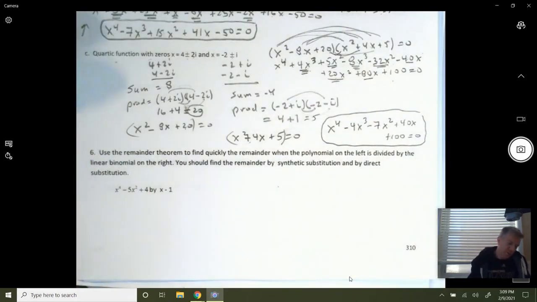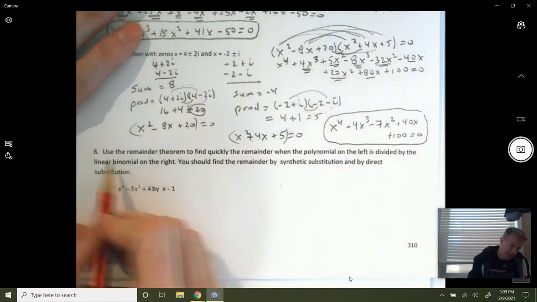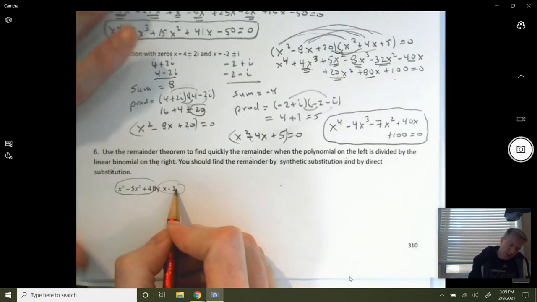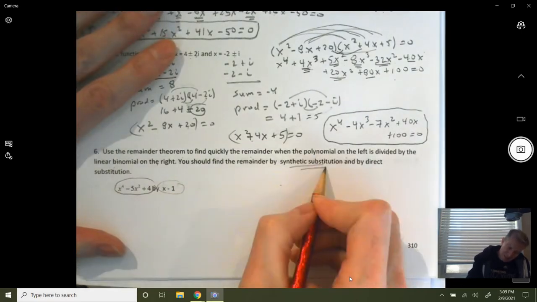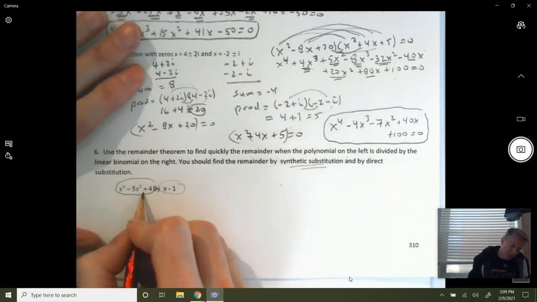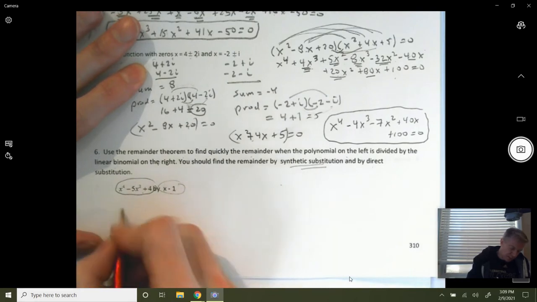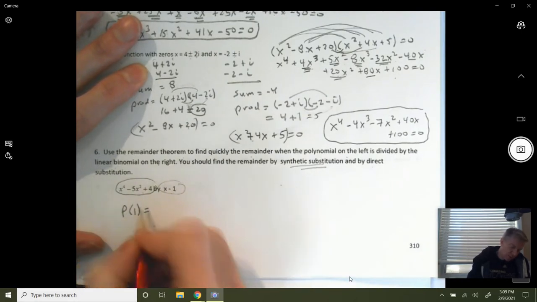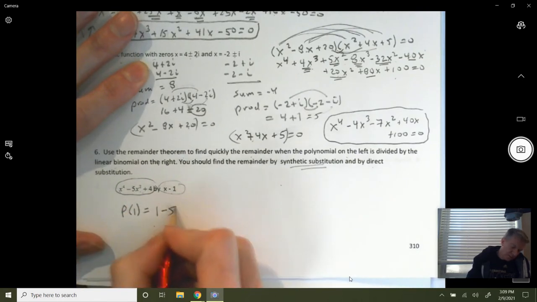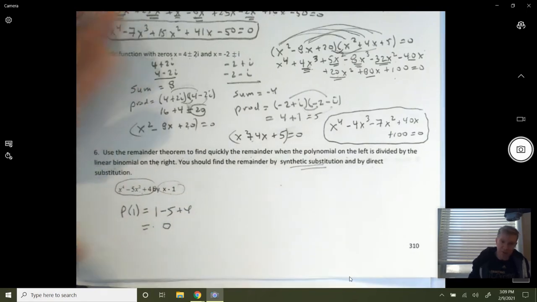Okay. Use the remainder theorem to quickly find the remainder when the polynomial on the left is divided by the linear binomial on the right. So when we take this and divide by this, we're going to find the remainder by synthetic substitution and by direct substitution. Okay. So the remainder, when I divide by x minus a, that means I'm going to plug in positive 1. P of 1 is equal to 1 to the fourth minus 5 times 1 squared plus 4. Okay, 1 minus 5 plus 4, so we get 0, so our remainder is 0.